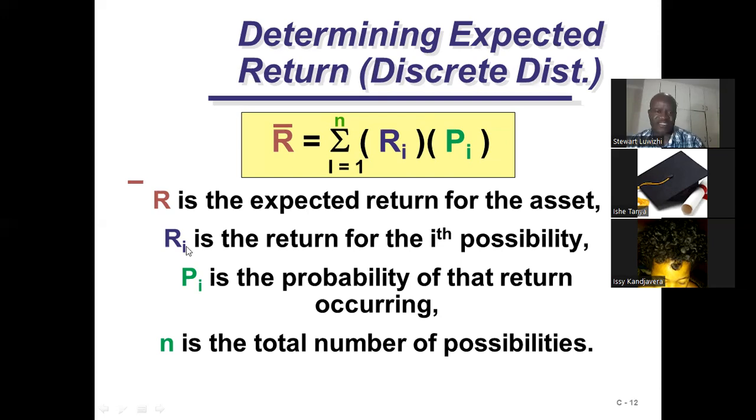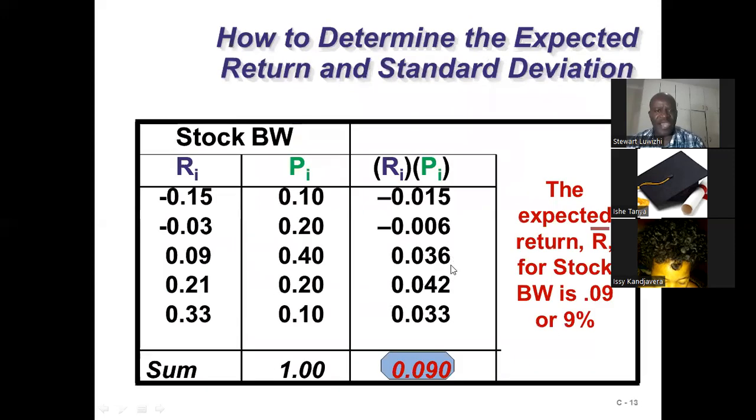Okay, so Ri is the return for the ith possibility, right? And we can have R2, which will be the return for the 2nd possibility. R3 will be the return for the 3rd possibility. The same goes with the P, right? And N is the total number of the possibilities that are under consideration. Now, what I've just said, let's look at this example. Let's say we buy stock and we call this BW. It's a stock.